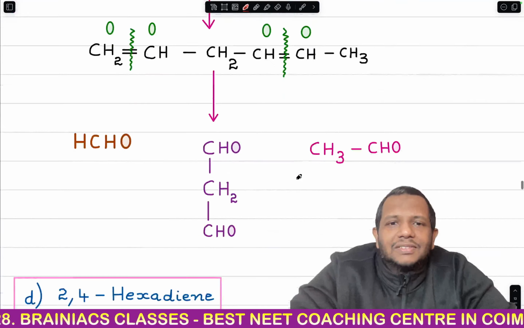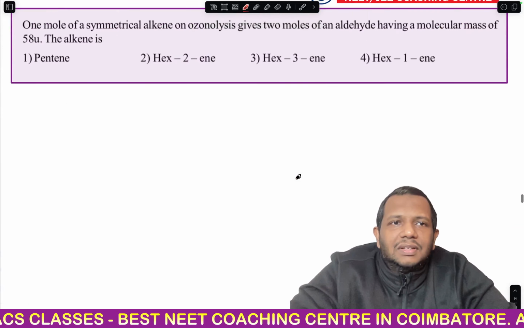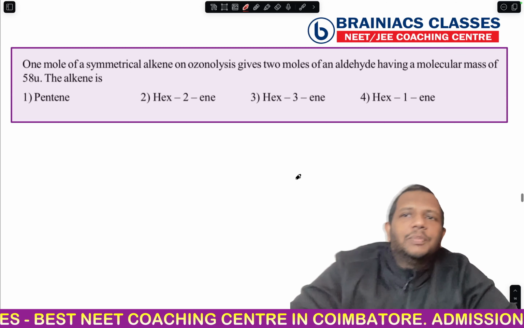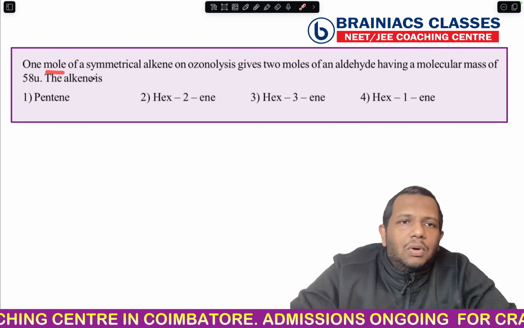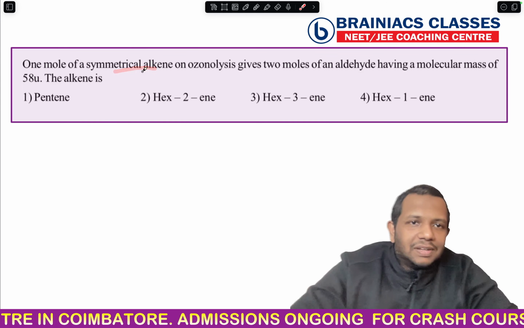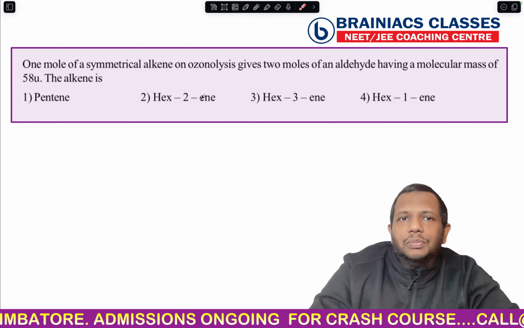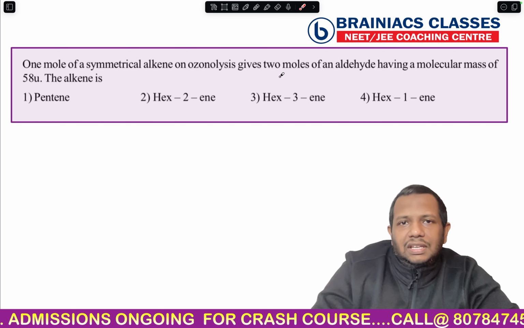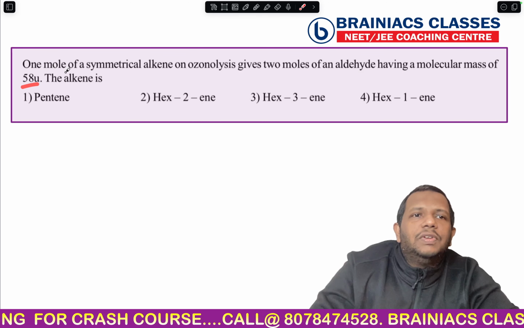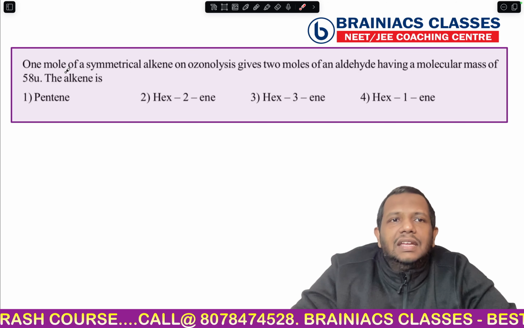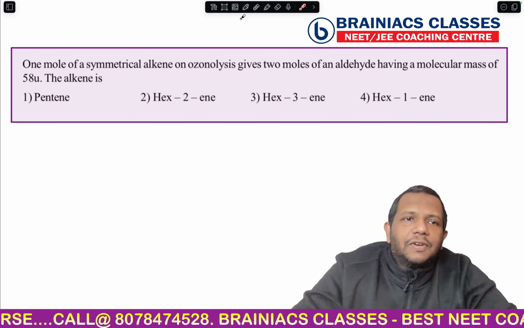Okay. So the last question we have. So the question is here for you. I hope you could see. The question here is 1 mole of a symmetrical alkene. Please remember the term symmetrical. So this is a clue. On ozonolysis, it gives 2 moles of an aldehyde having a molecular mass of 58 u. The alkene is. Now they have given different options.